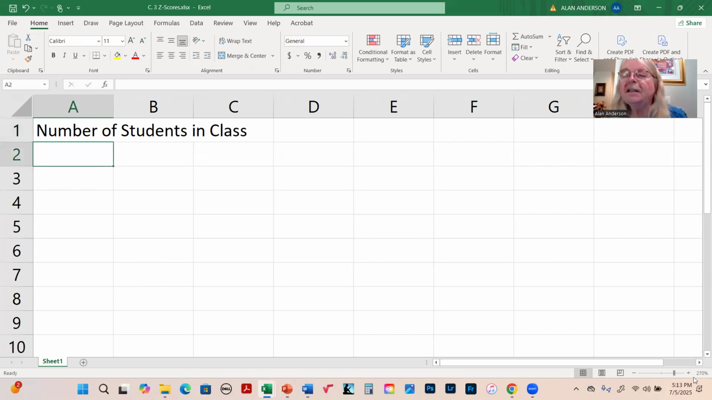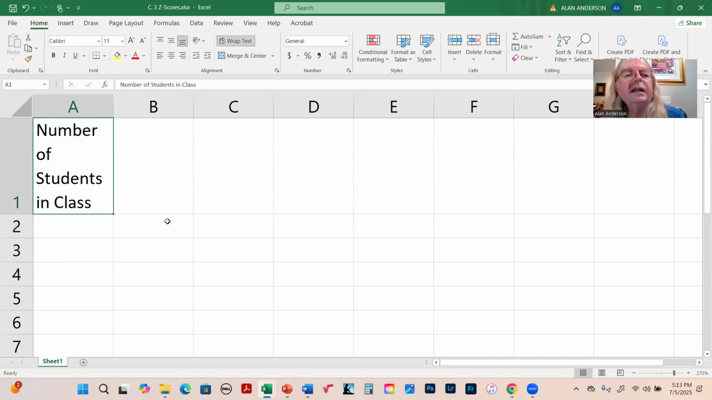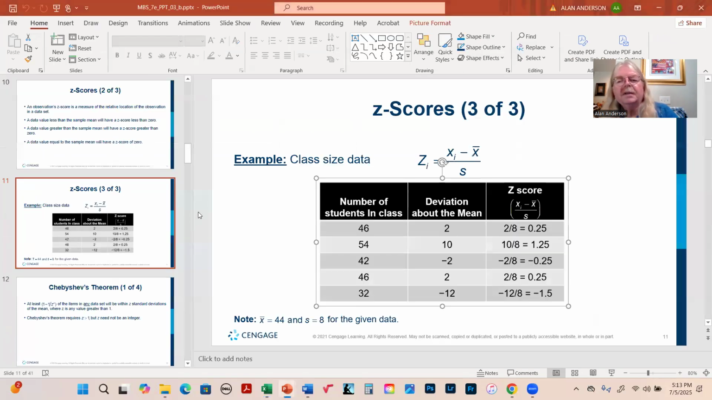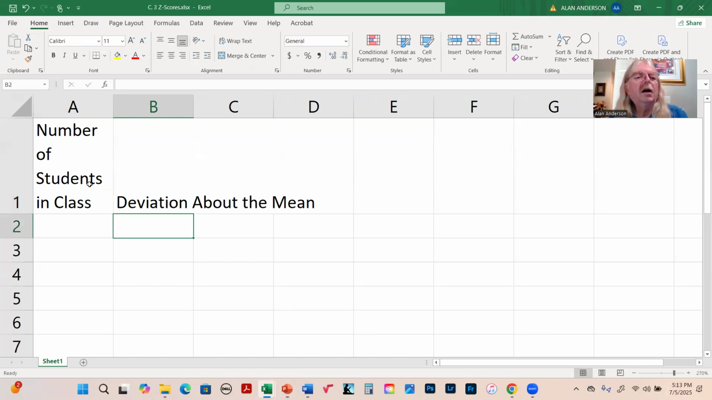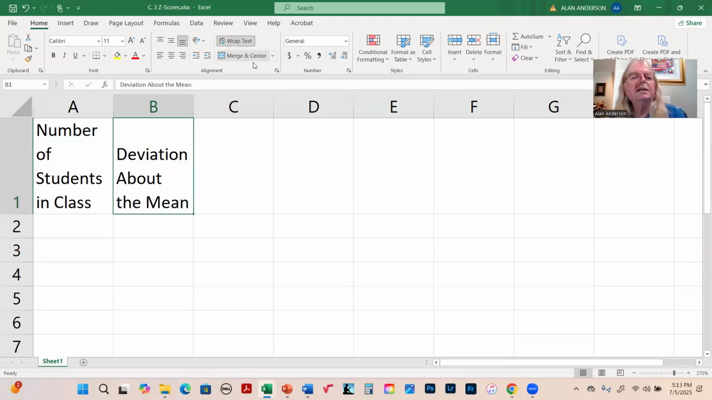Now, I think I told you last time how to make the columns look nice. Just use the wrap text command. Yeah, that's better. Deviation about the mean. Oh, I guess I need to do that again. And then this will be my z-score.